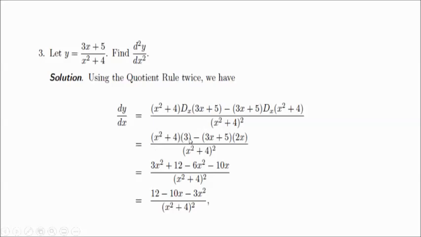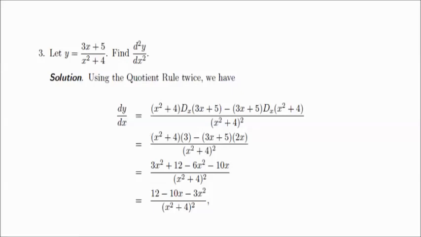3x squared plus 12. And then this will be 6x squared. And then ito magiging 10x, di ba? May negative doon, so distribute also the negative. That's why negative, negative. Then square. Simplify. 12 minus 10x. 3 minus 6 is negative 3. Ayan. So this is the first derivative class.